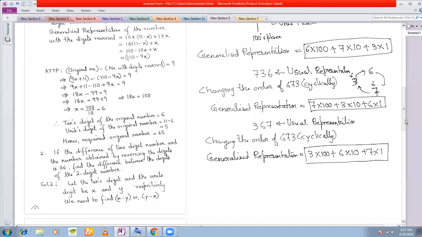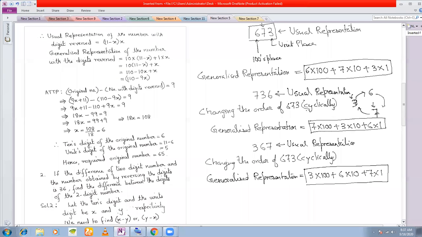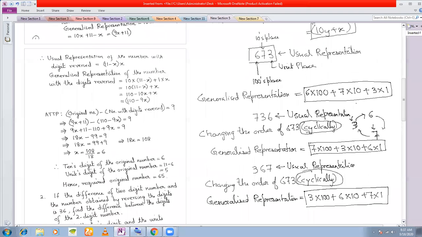So what do we see? By changing the order of the digits cyclically, not any order, we are getting two numbers from 673: 736 and 367. We cannot write this as 763, because although all the digits are there, this is not in cyclic order.